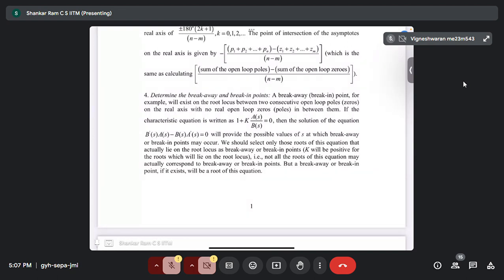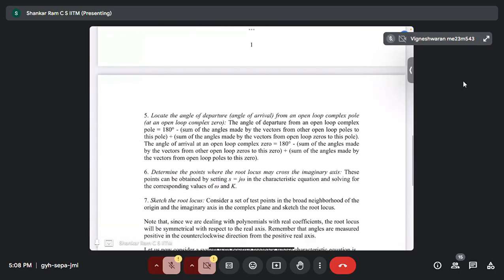Correct, right? So this step remains the same, but the only difference is that now instead of 1 plus k times a(s) by b(s), it becomes 1 minus k times a(s) by b(s), right? But the equation b prime(s) a(s) minus b(s) a prime(s) equal to 0, that remains the same for finding potential breakaway break-in points. Okay, so that formula remains the same. There is no change in that. The only thing was that the closed loop characteristic equation now becomes 1 minus k times a(s) divided by b(s) equal to 0. Okay, so that is the change which happens. So I hope the change brought about in step 4 is clear.